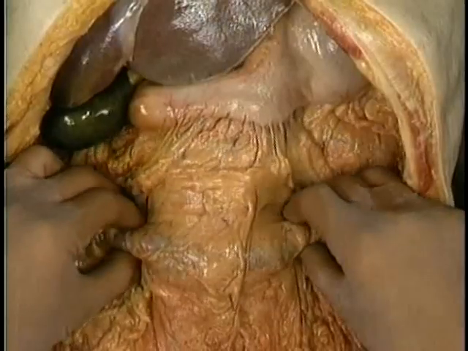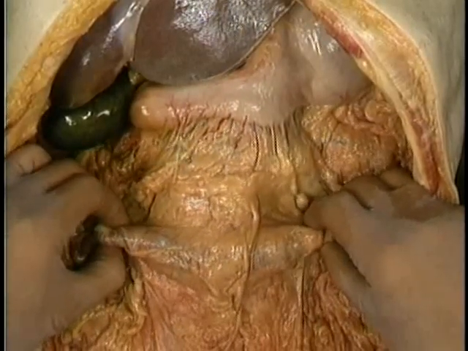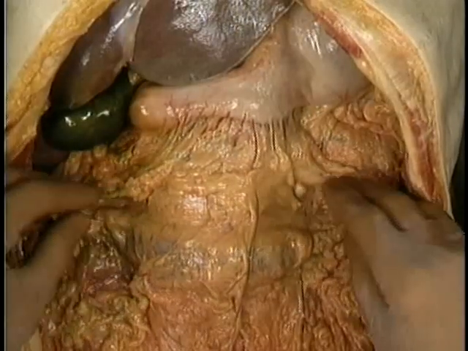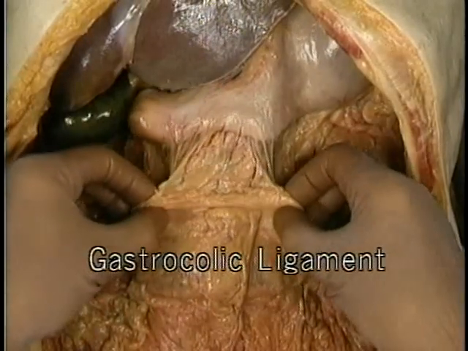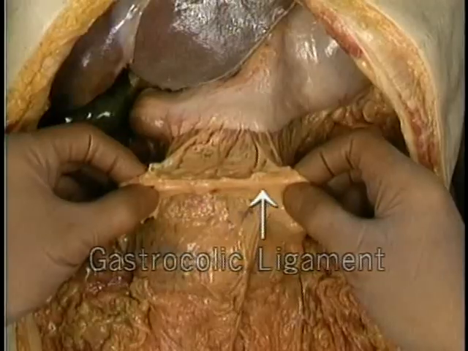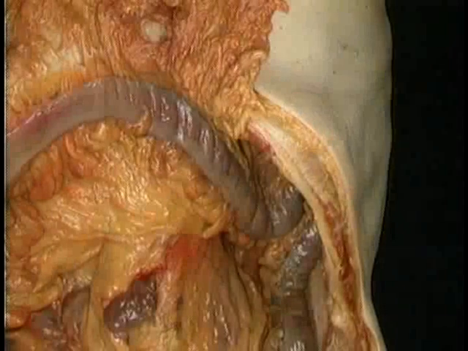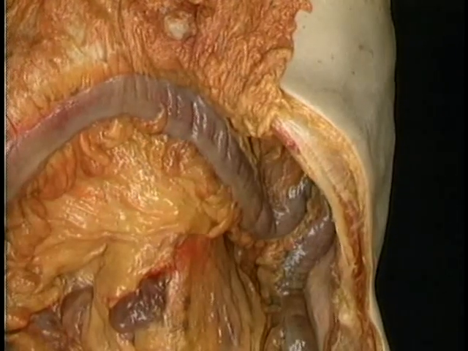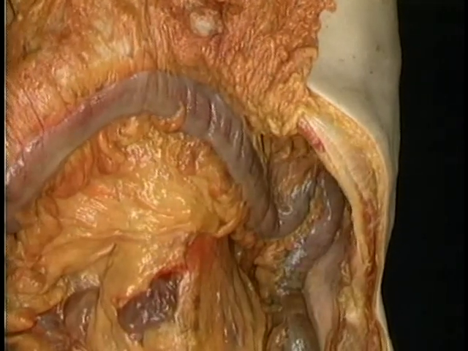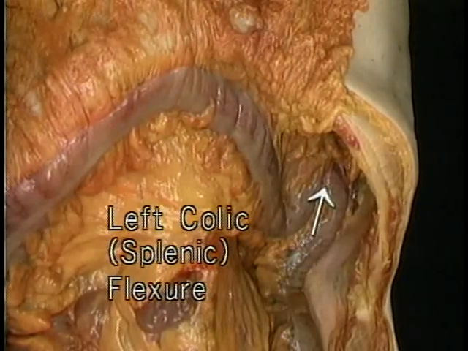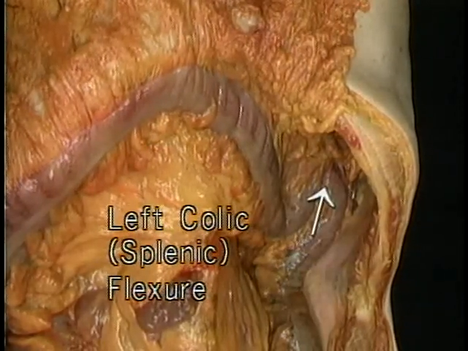The transverse colon hangs down in a curve that's parallel to the greater curve of the stomach. The two structures are connected, as we've seen, by the part of the greater omentum that's known as the gastrocolic ligament. The transverse colon ends higher and even further back than it started. At this sharp downward turn, the left colic flexure or splenic flexure.